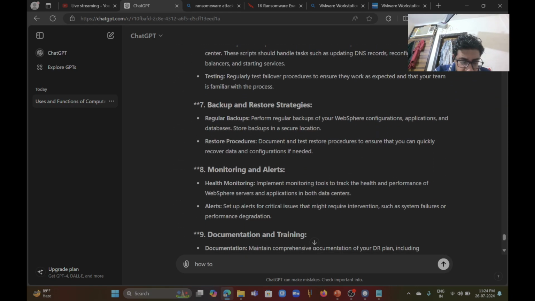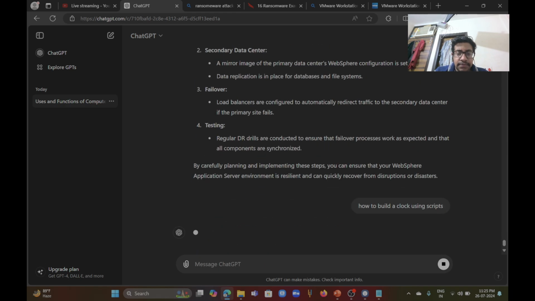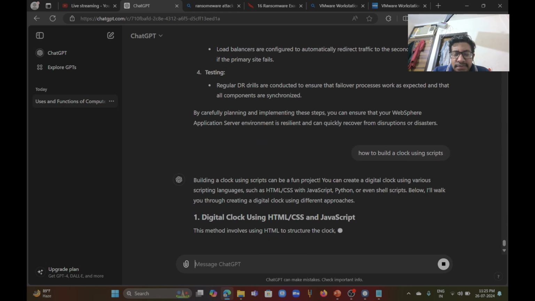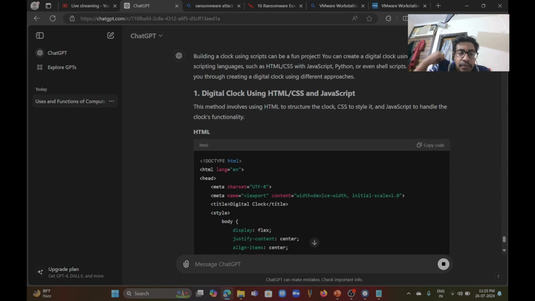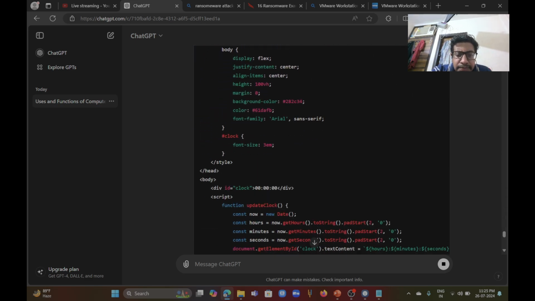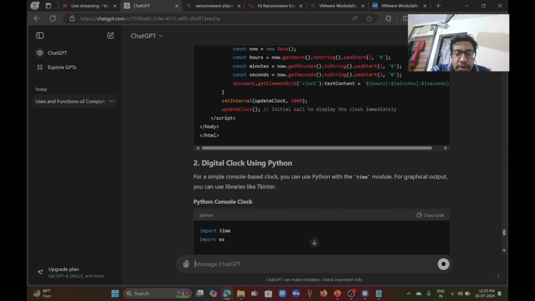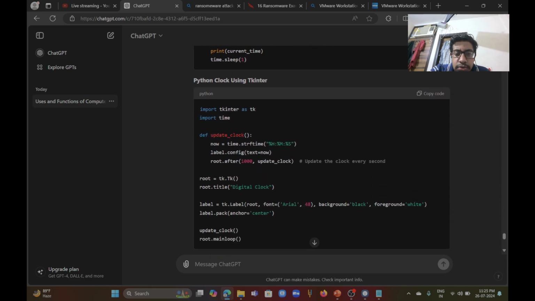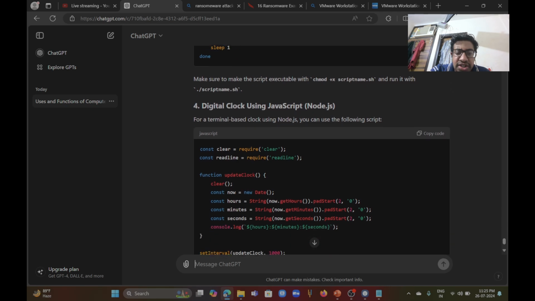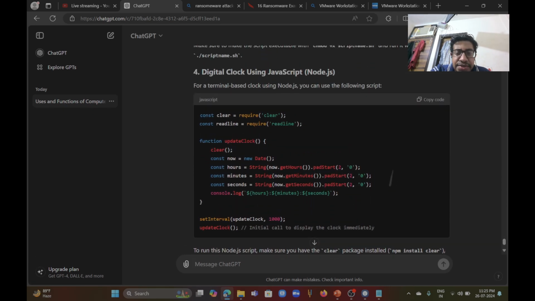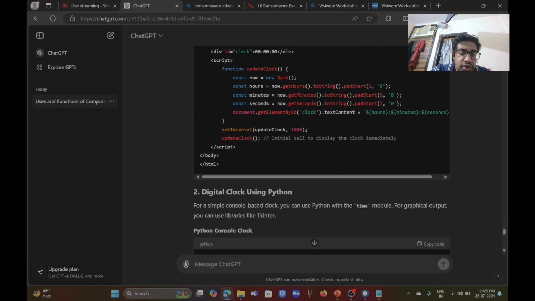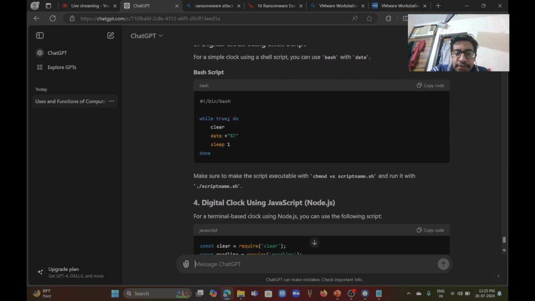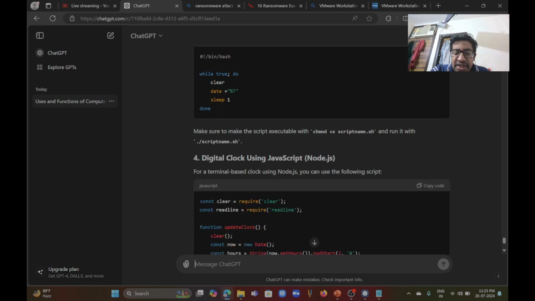how to build a clock using scripts? See, this is an HTML digital clock, or you can use a Python console clock, or a digital clock shell script, and all the things you can get by using ChatGPT. Okay, you can get n number of things.